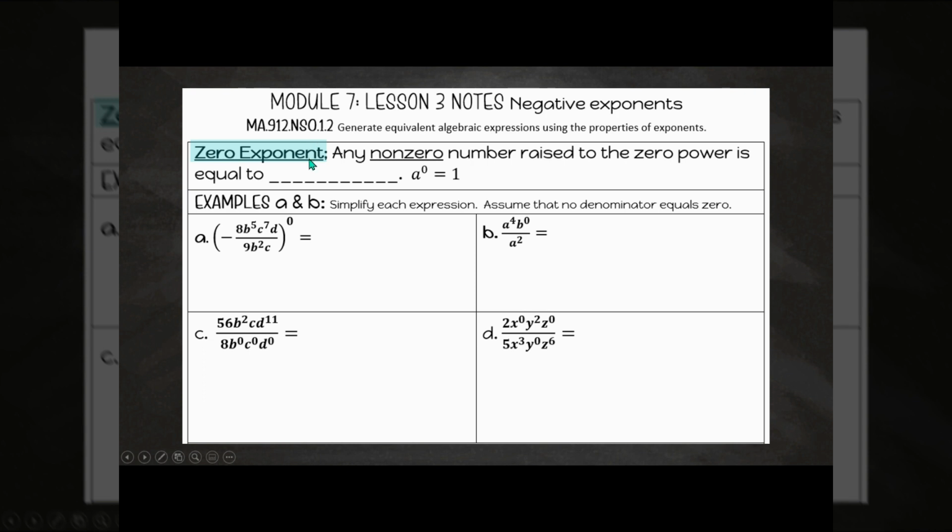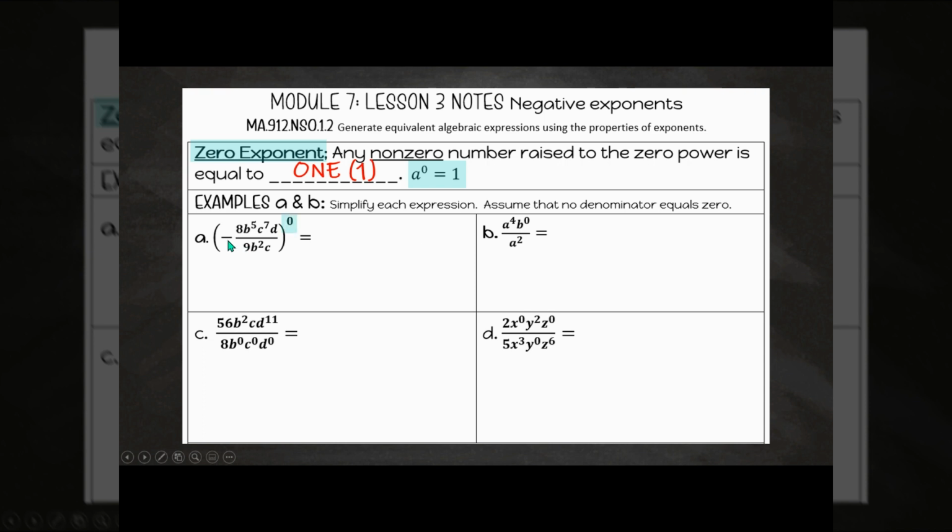So what is the zero exponent first? Any non-zero number raised to the zero power is equal to 1. That means any number. So a to the 0 is equal to 1. Any variable raised to the 0 power, or any combination of numbers or letters raised to the 0 power, is always going to be equal to 1. That makes it really easy when we're simplifying or making equivalent expressions.